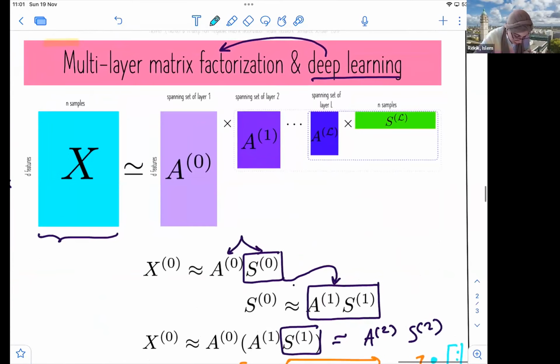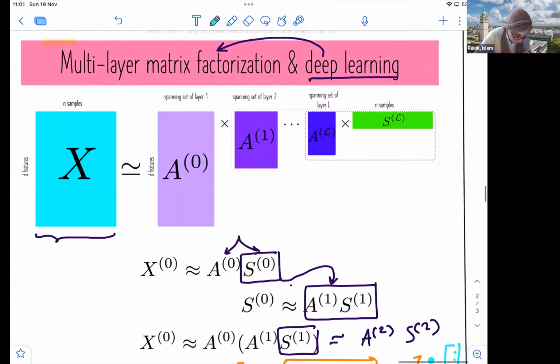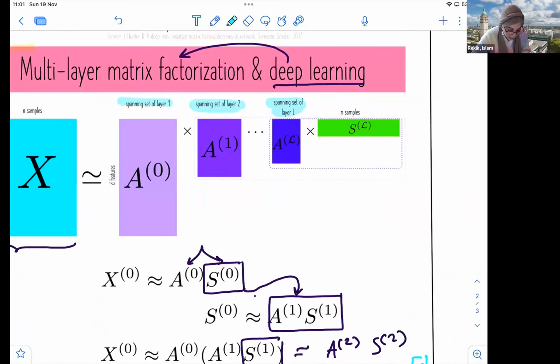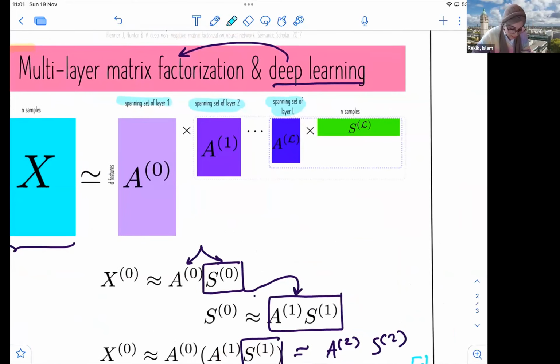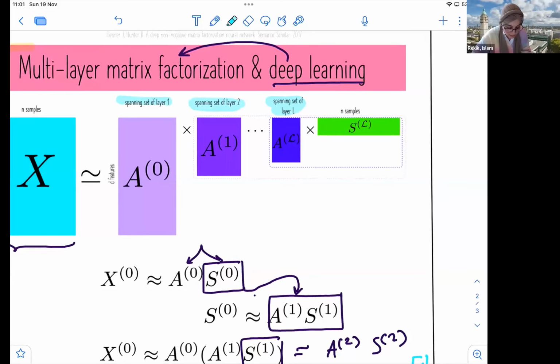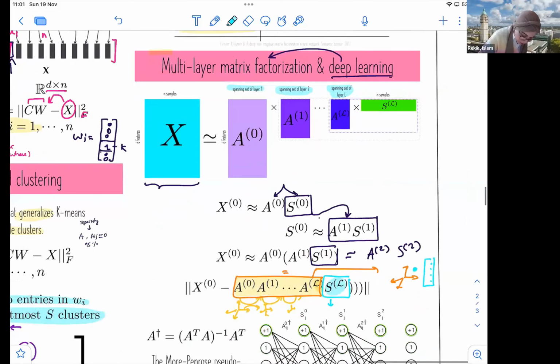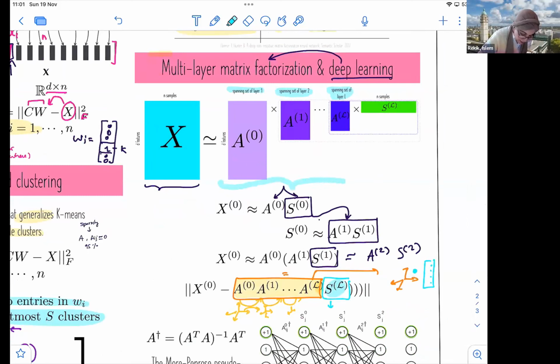So basically, we have this beautiful decomposition. The first matrix A0 represents the spanning set of the first layer, and then the second matrix is the spanning set of the second layer. And the L matrix is the spanning set of the Lth layer, until we get the final S right here, which is also the coordinates of the samples in the very final representation layer. Cool.